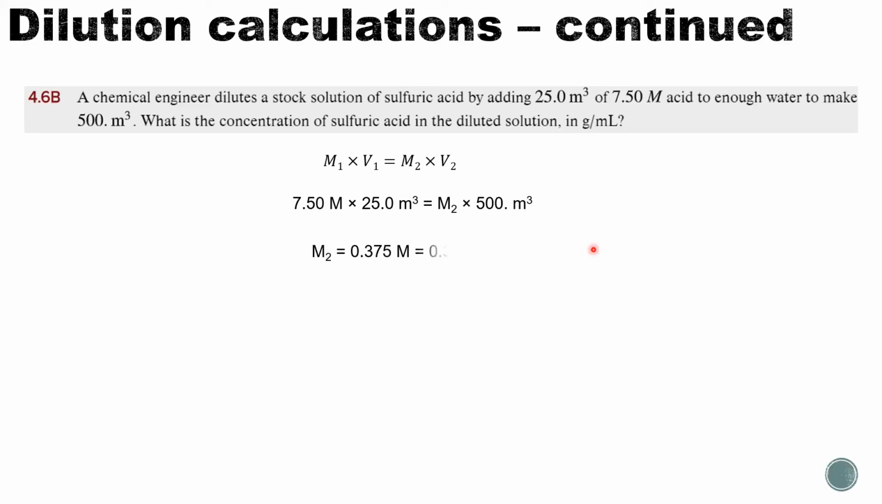Okay, so solve this equation, M2 equals 0.375 molarity. If you write out the exact unit of molarity, you can say it's 0.375 mole per liter. The unit here, mole per liter, is different from the unit it asks. It wants gram per milliliter. So we need to do the conversion.